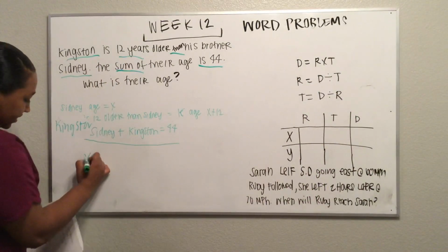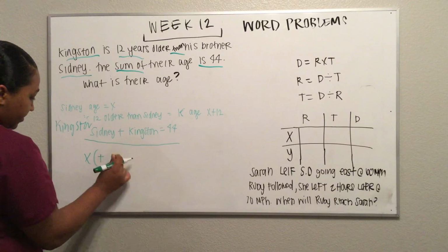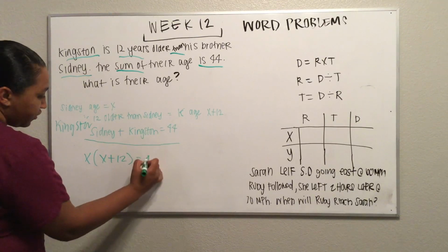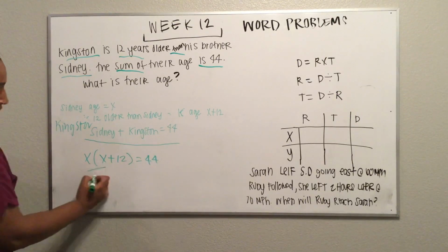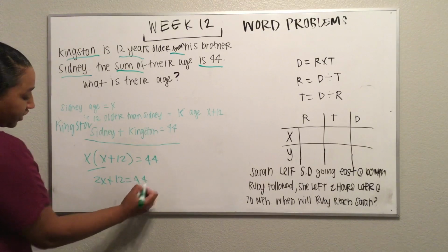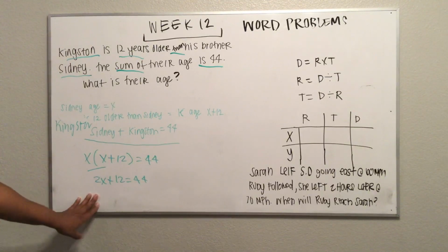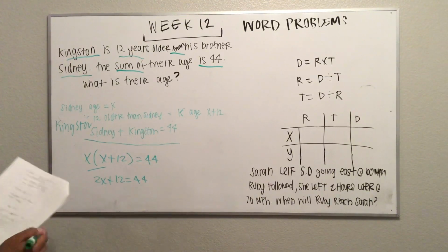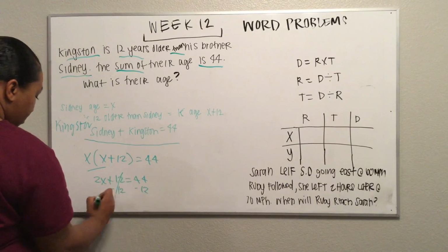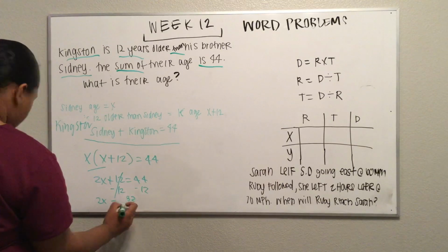I'm going to put x plus x plus 12 equals 44. And you're going to combine like terms. You're going to have 2x plus 12 equals 44. You want to get your variables on one side and your numbers on one side, so I would subtract 12 here. That's going to go away. You're going to have 2x equals 32.